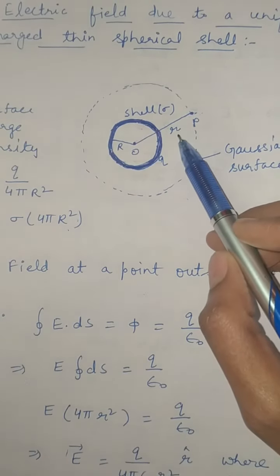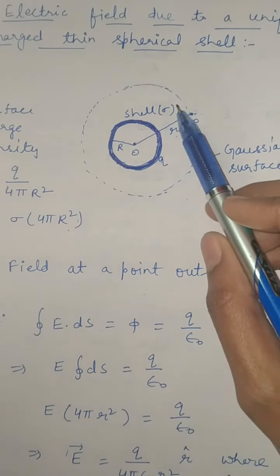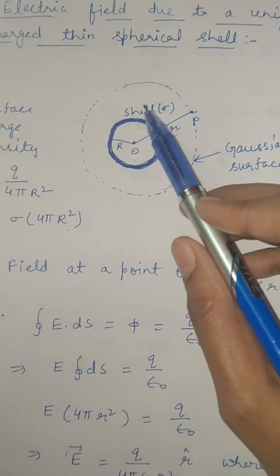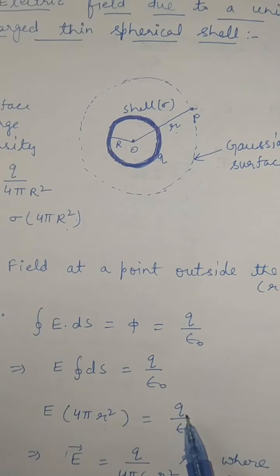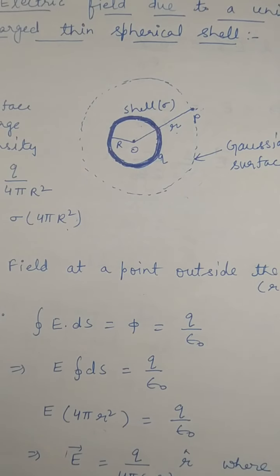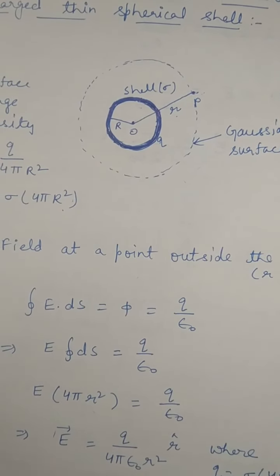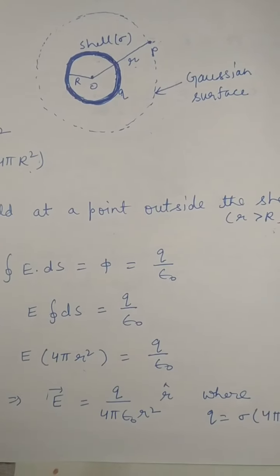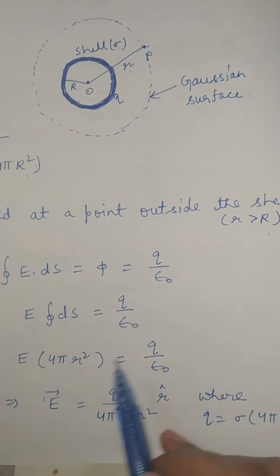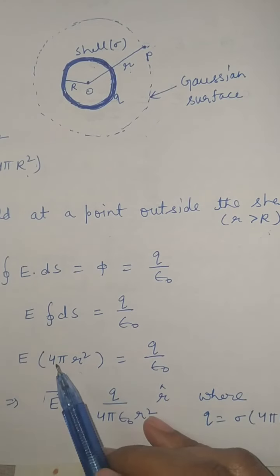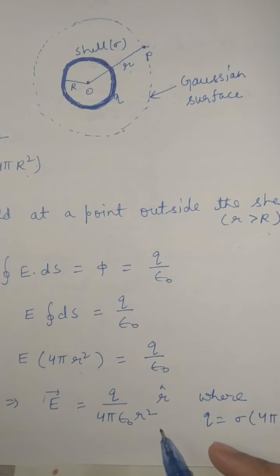Since the radius of the Gaussian surface is small r, its area will be 4 pi r square. So E into 4 pi r square is equal to q upon epsilon naught. From this equation, we can easily calculate the electric field at point P. E is equal to q upon 4 pi epsilon naught r square. So this is the electric field.